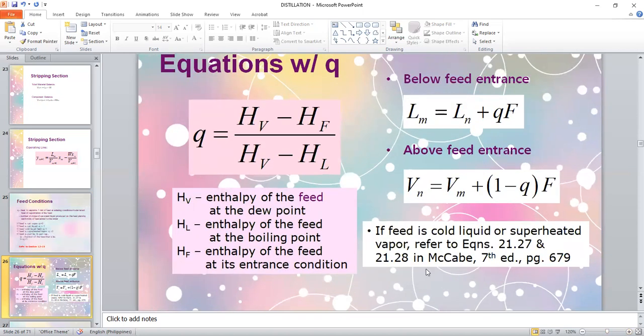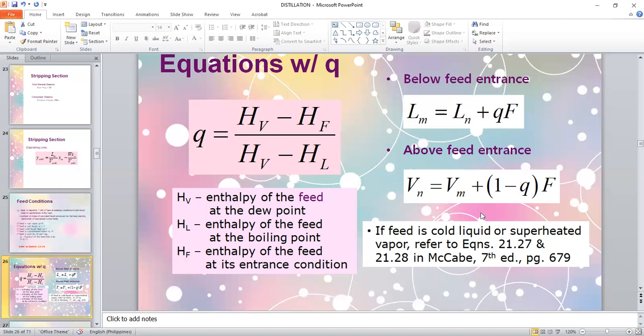You will be able to read this in McCabe. So by the way, I'd like to emphasize that you should have both a soft copy of McCabe and John Cooper's. That way you can read both of them in all the topics here in separation processes. If the feed is cold liquid or superheated vapor, I refer you to these equations in McCabe. So these two equations allow you to solve for the Q for cold liquid and superheated vapor feed. Okay? If your feed is cold liquid or superheated vapor, these are the equations that you are to refer to. This is on the 7th edition of McCabe.